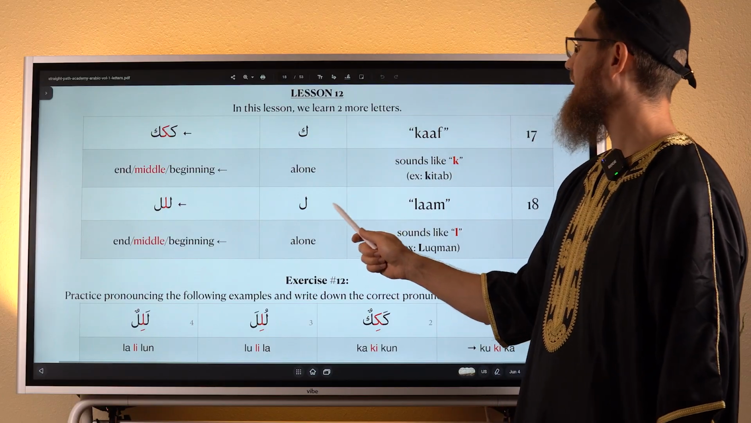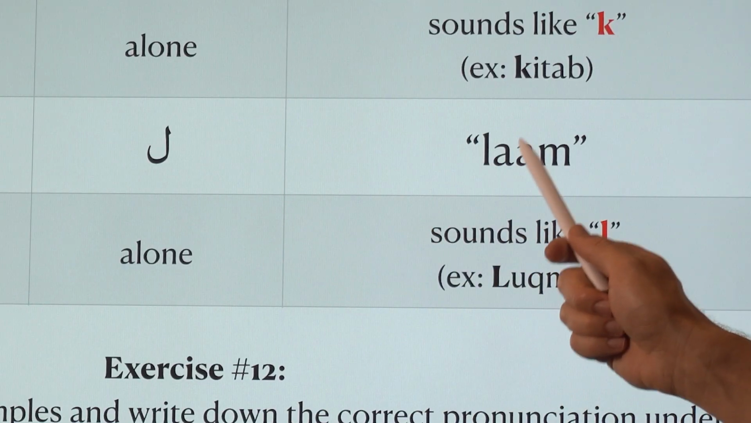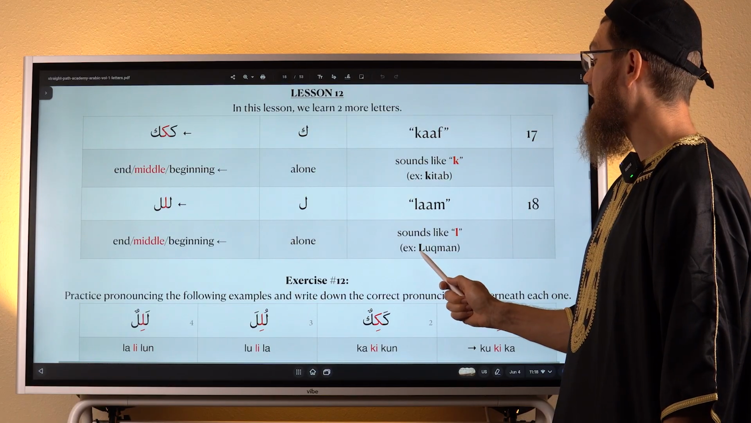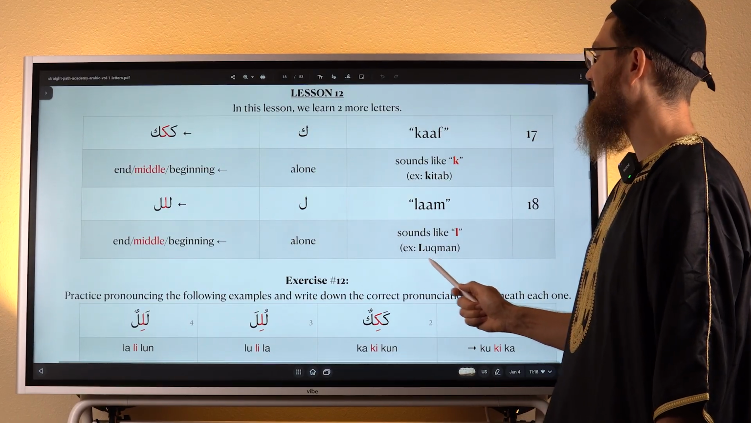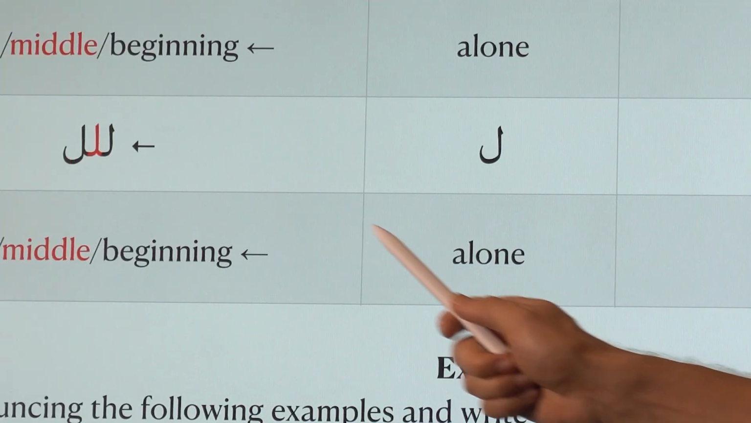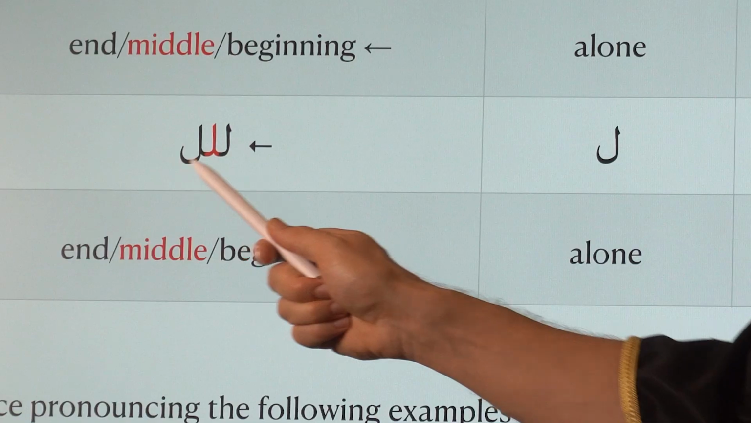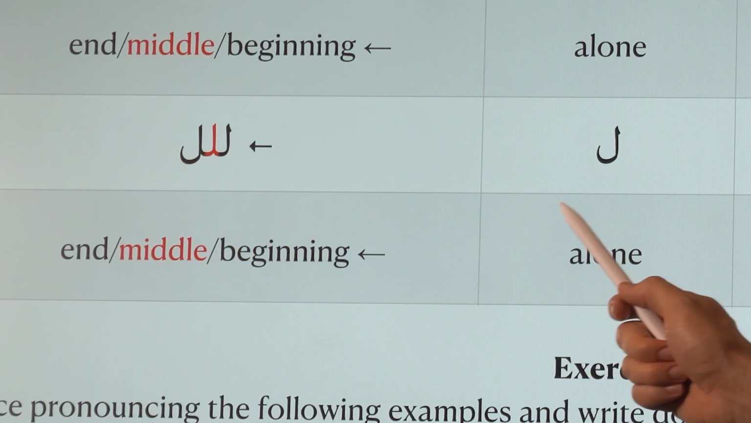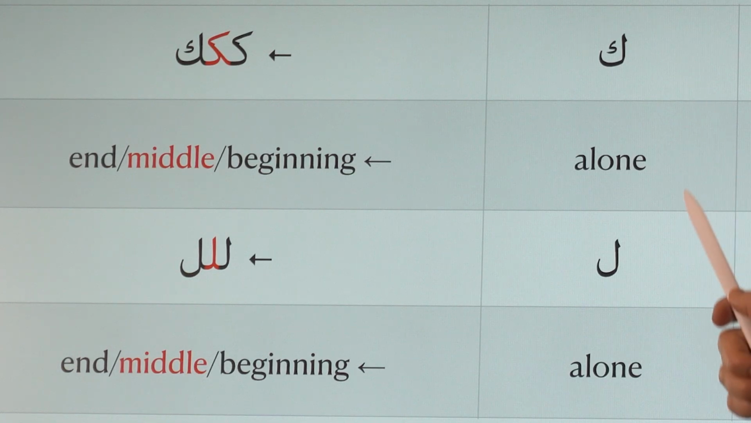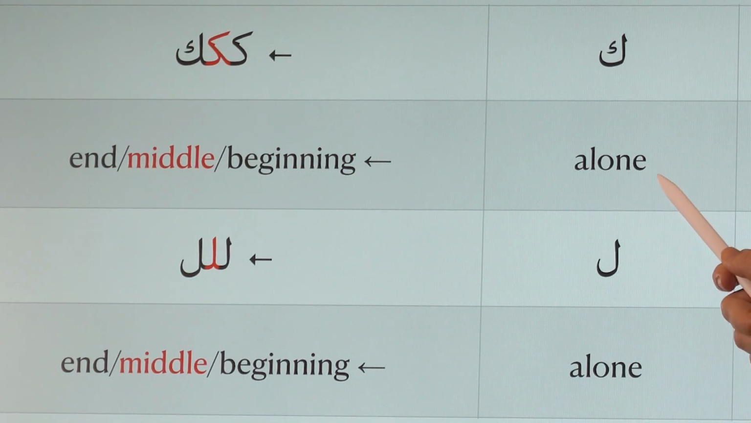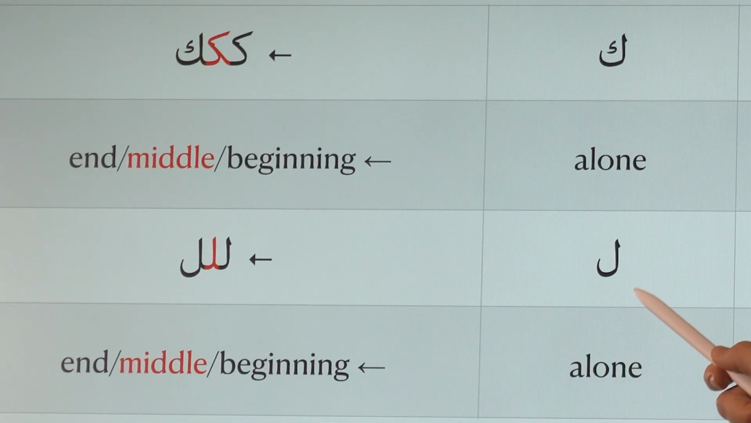And next we have the letter lam. And the letter lam sounds like the English L. For example, the name Luqman begins with the letter lam. This is how the letter lam looks alone, and this is how it looks in the beginning, middle, and end of a connection. As we can see, when it's in the beginning and end of a connection, it looks similar to the kaf, except there's no lightning bolt in the middle, but rather it's just that hook shape coming down and curving to the left.